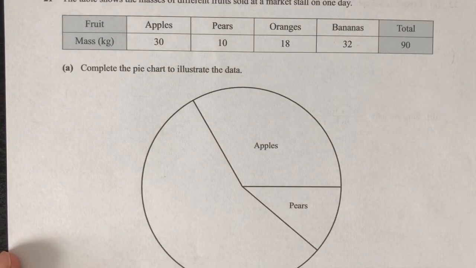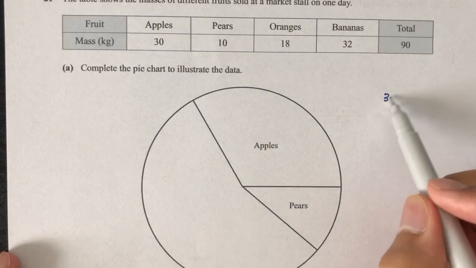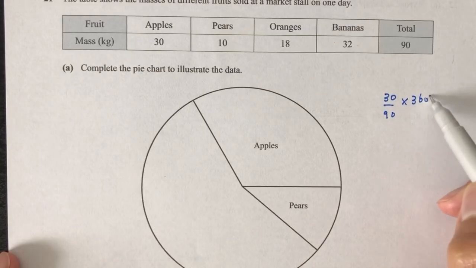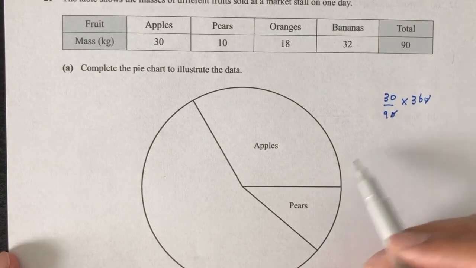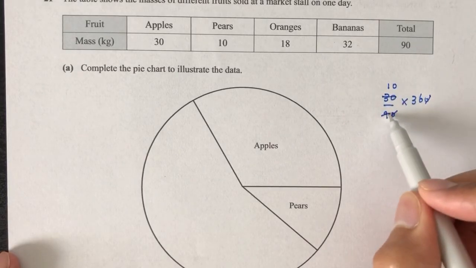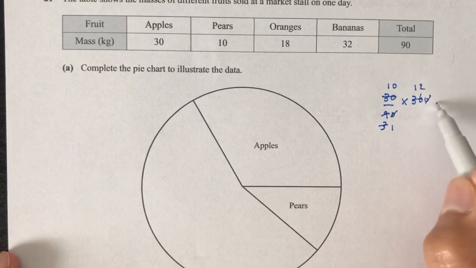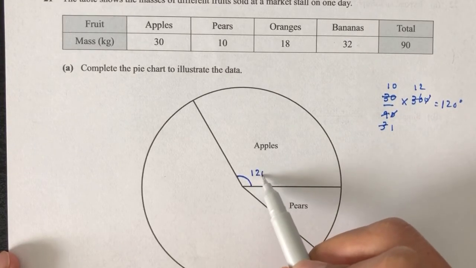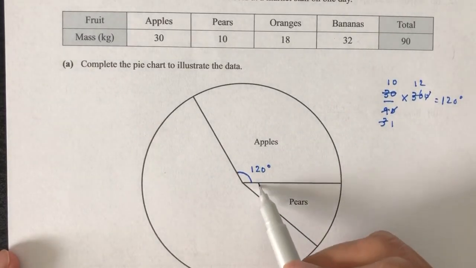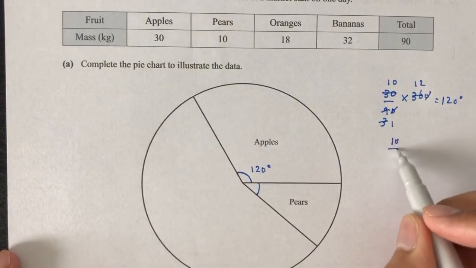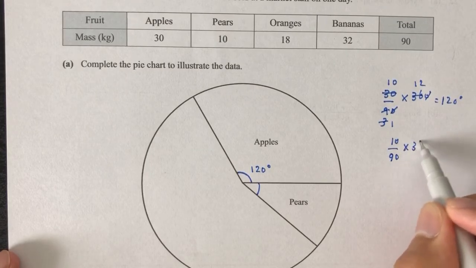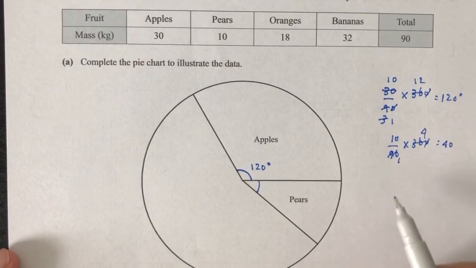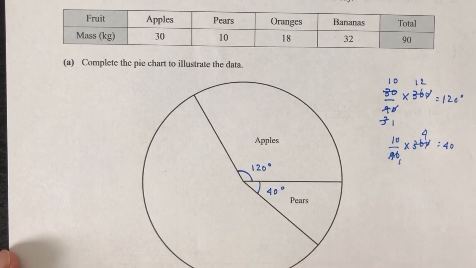Let's do that. So for apples, it will be 30 over 90 times 360. So the 0 goes away, the 0 goes away. Divide by 3, we have 10. We have 3, 1, 12, 120. So apple will be 120. How much are the pears? Pears is 10. So 10 over 90 times 360. So 0, 0, 1, 1, 4. It will be 40. So pear will be 40 degrees.